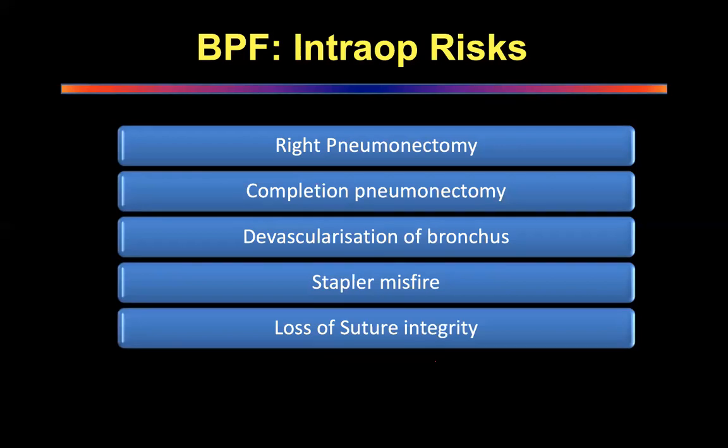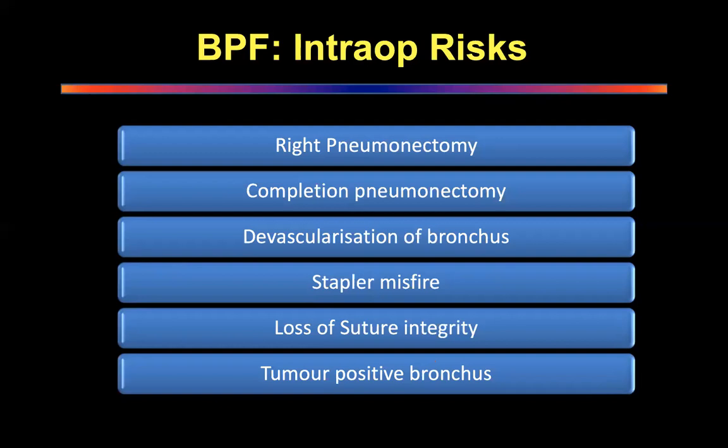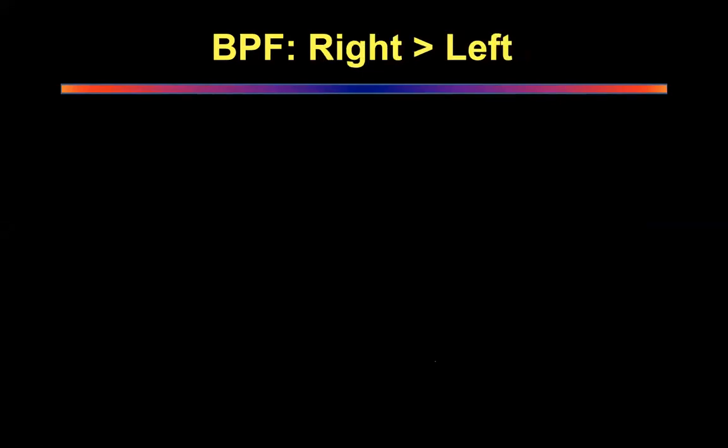Loss of suture integrity. If you have sutured the bronchus and you have not tied it well, or it's a poor quality material, then it will break down and you will have a bronchopleural fistula. And we spoke about this earlier. If you leave tumor behind, if your resection margin is not R0, there is very high likelihood that your bronchial stump will actually give way.